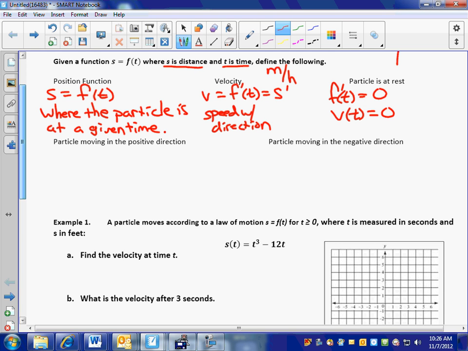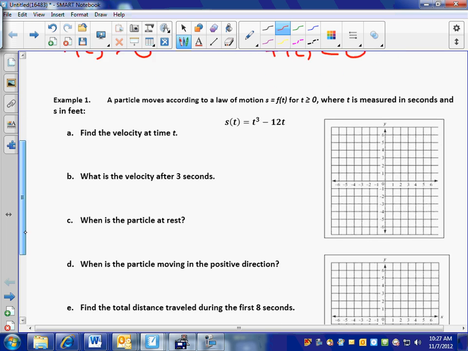It's very interesting. Particle moving in the positive direction, that would be where f prime of t is greater than 0. And the particle moving in the negative direction, so that's where the velocity is positive or the velocity is negative, okay? Because velocity has direction attached to it, we can solve it greater than 0 or less than 0 and work from there. So let's try an example.